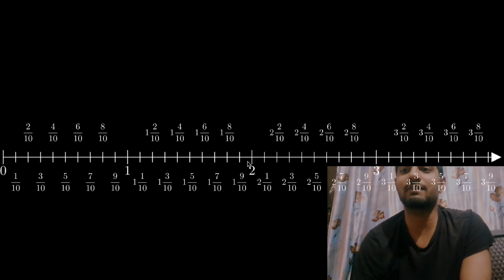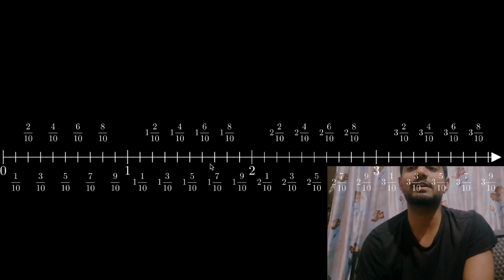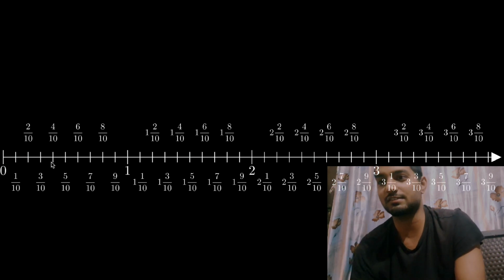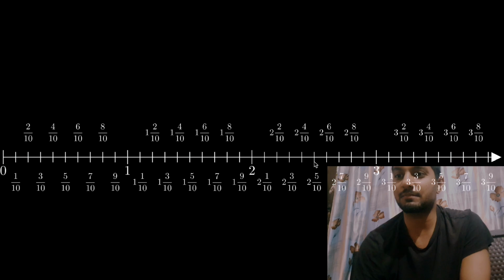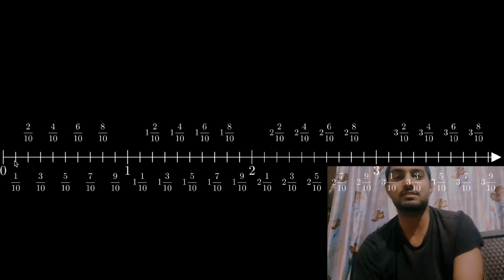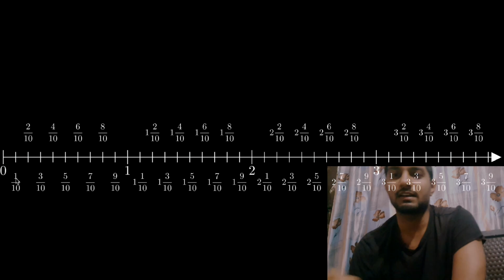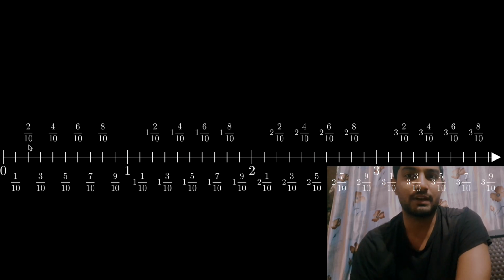Like 2 could be divided into 20 parts. If I have 2 sticks or something, I can divide them into equal chunks of 20, like I slice them into small pieces. Same with 3, I can divide them into 30 parts like this. And we call them certain names: if it is the first division, we call it 1 by 10, and the second, 2 by 10 or something like this.